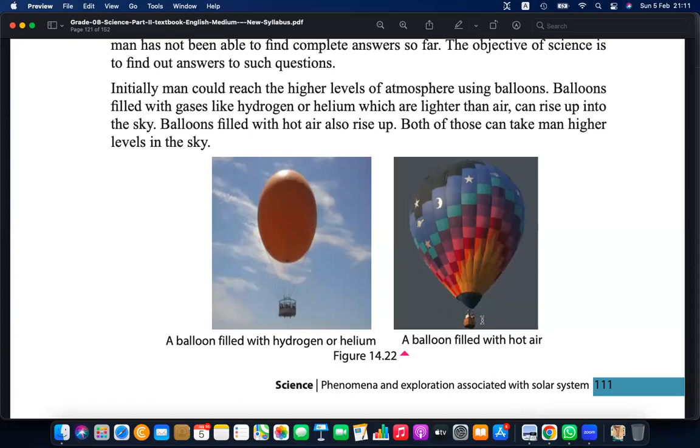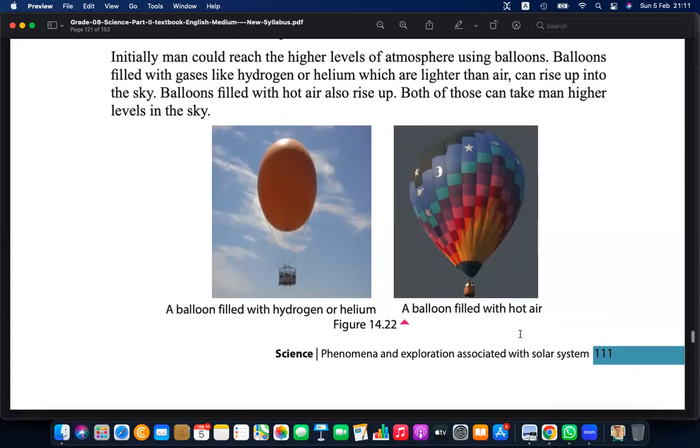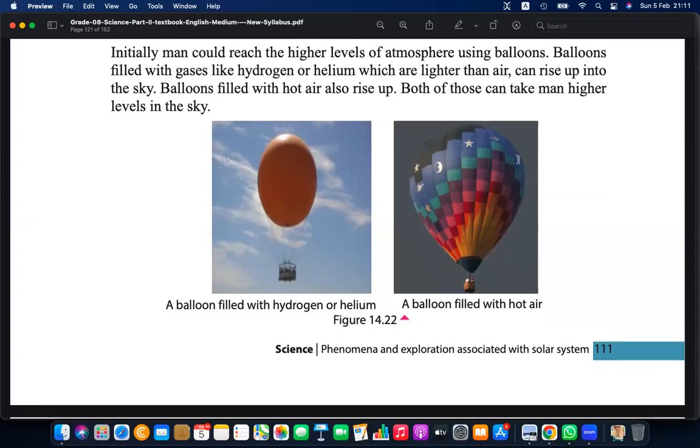So this is what, and this hot air balloon is also there. So this experiment you can get if you visit Sigiriya in Sri Lanka. Also hot air balloons are there. You can get that experiment.